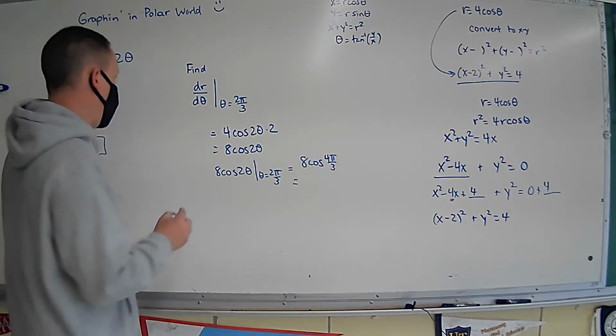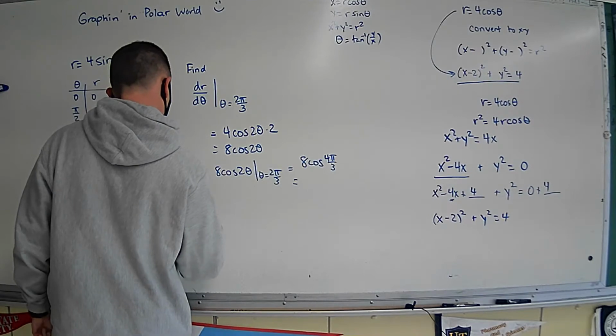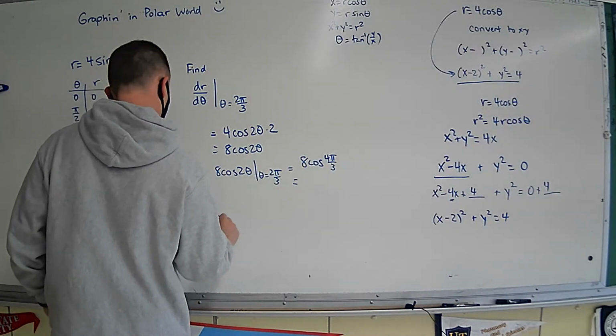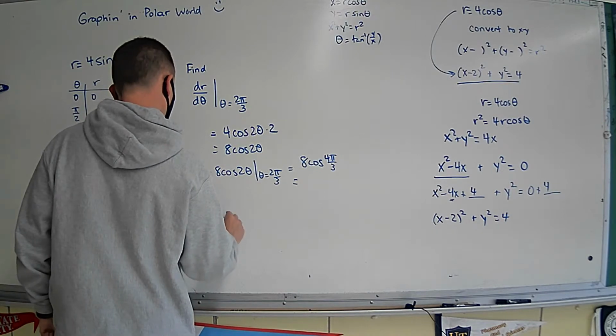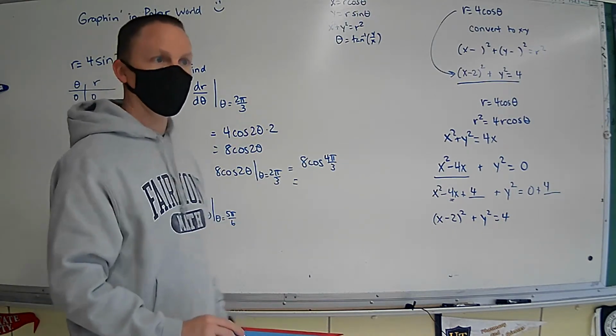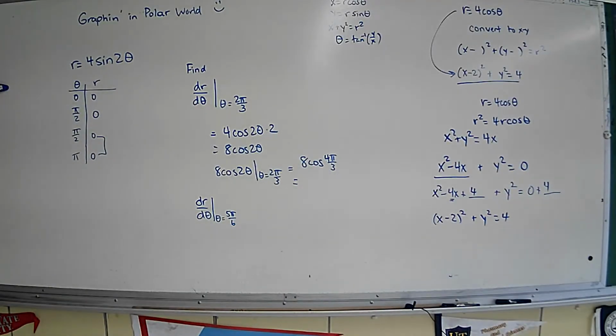All right, what would the sign of this be? Samuel? I think it's positive. The 5 pi over 6 is right here, which means we're down here, right? r is actually increasing here because it's getting less negative.